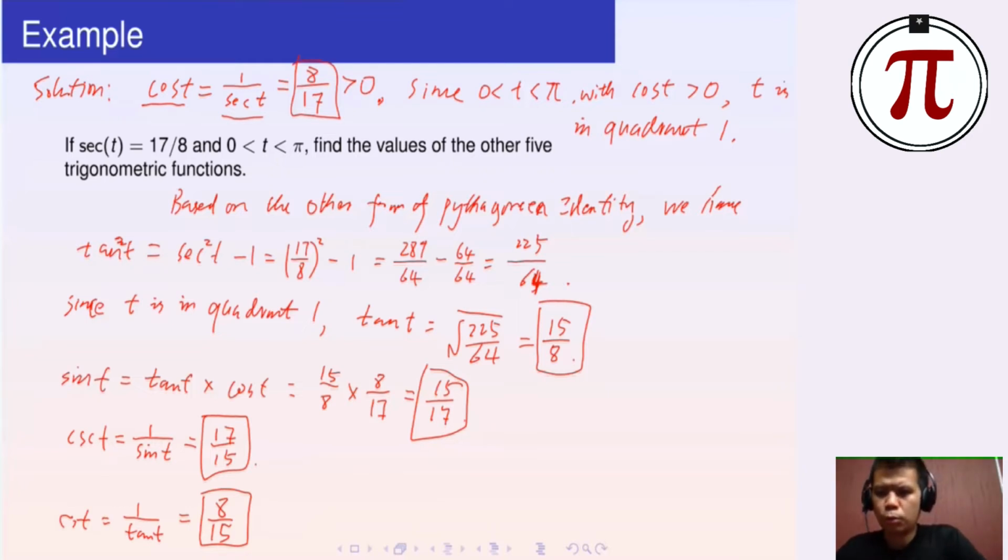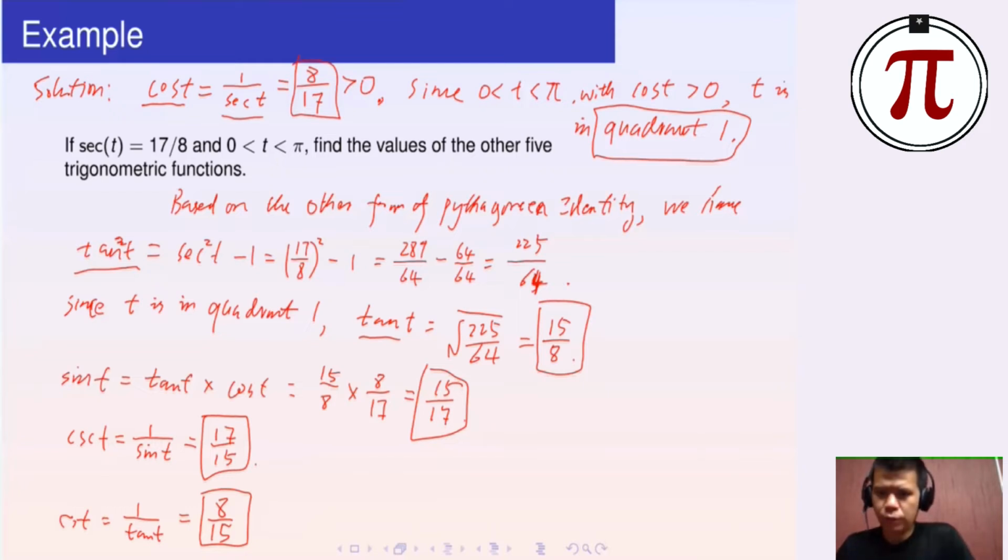It must be in quadrant 1 or 4, because cosine is the x coordinate, right? So cosine t is greater than 0, so it must be quadrant 1 or 4. Now also, since t is greater than 0 and less than pi, with cosine being greater than 0, you can see that it cannot be in the second quadrant. If it is in the second quadrant, cosine will be negative. So it must be in the first quadrant. This is a very key step, to identify that it is in quadrant 1. Otherwise, you cannot find the value for tangent, right?